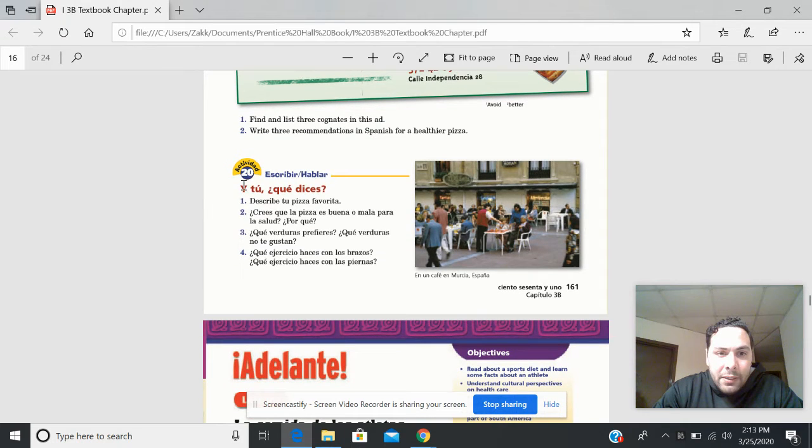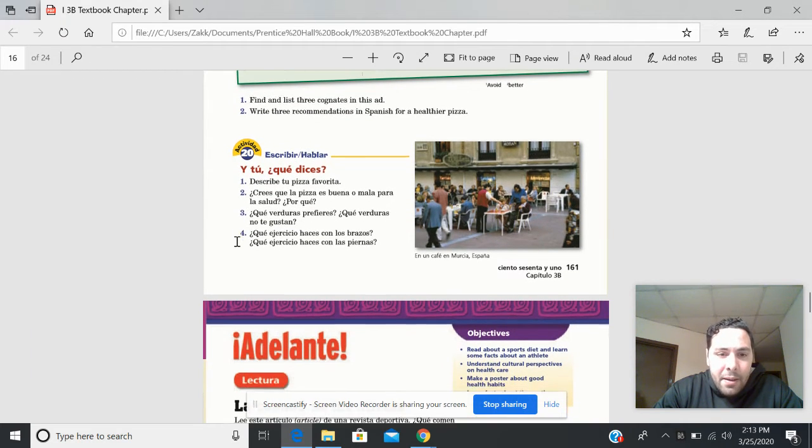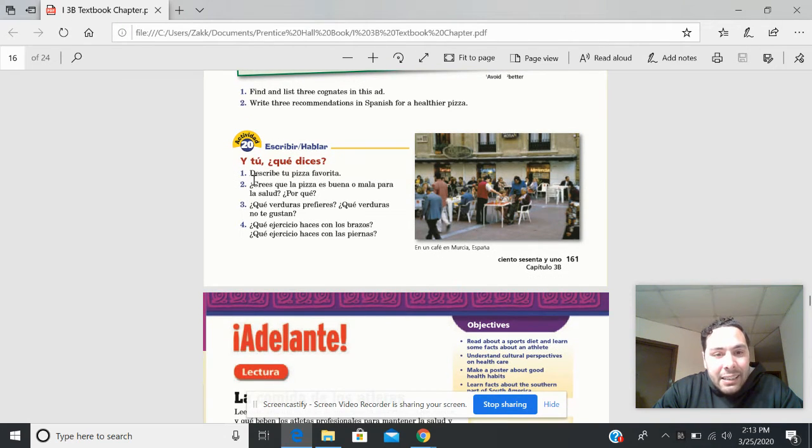Okay, let's go down to activity 20 real fast. Let me answer these for you. Whenever you see something where it says escribir and hablar, it means to write and talk. So you would say things like, describe tu pizza favorita. What a lot of you guys did was you switched these two when you were writing your own. So it says, describe tu pizza favorita.